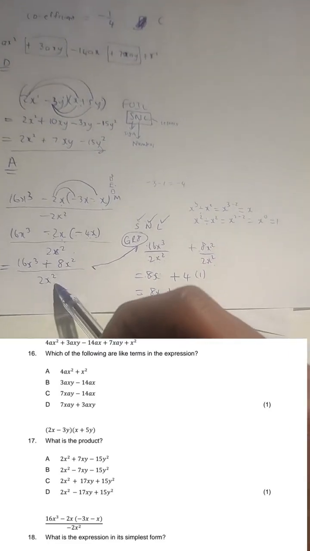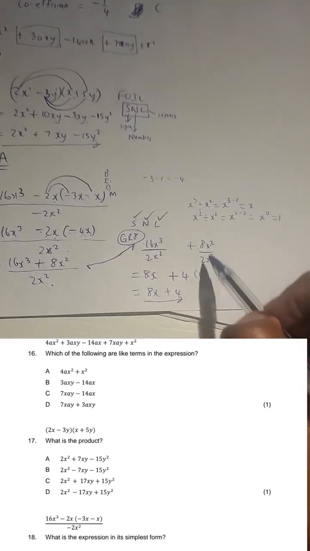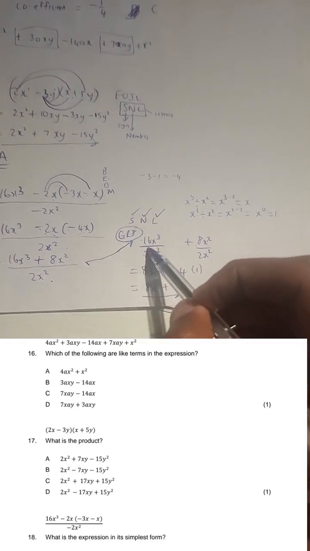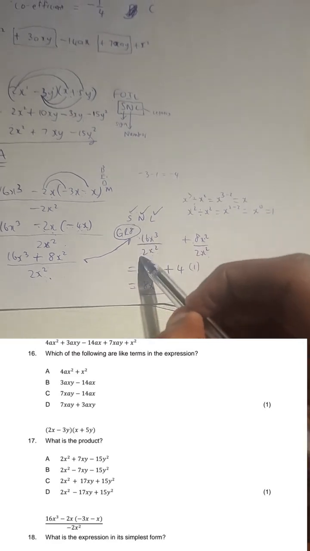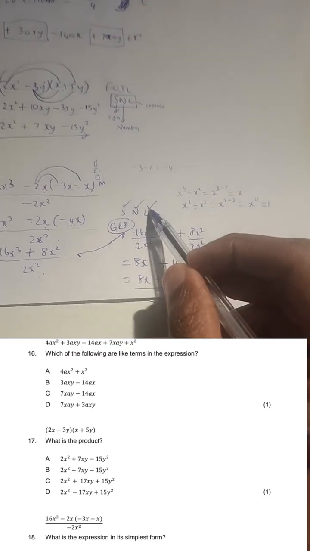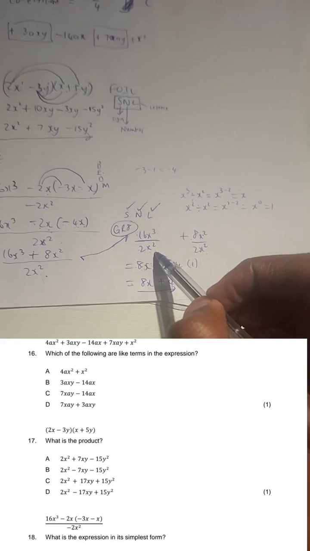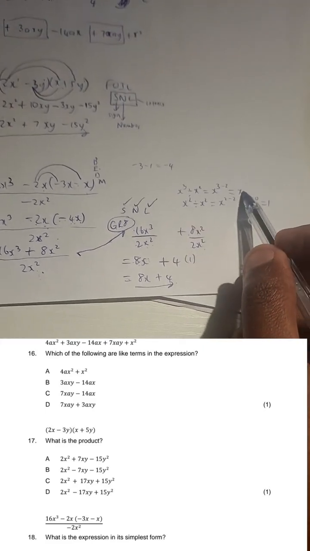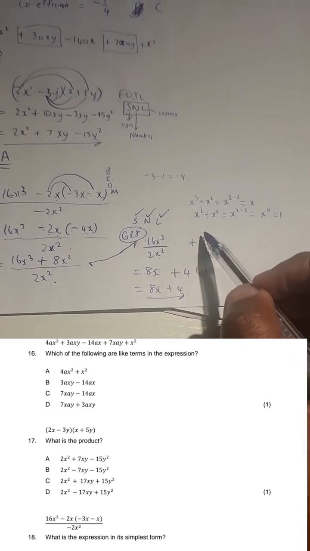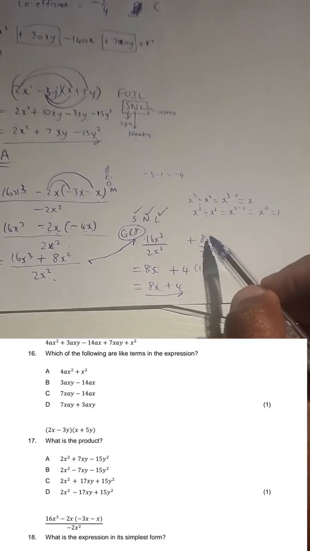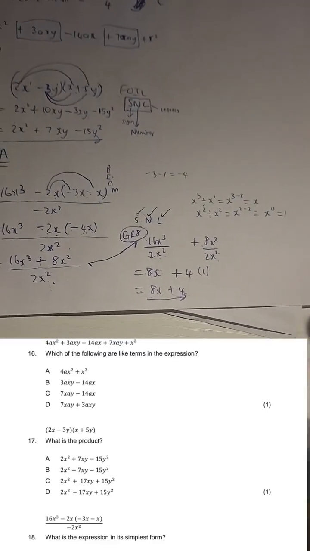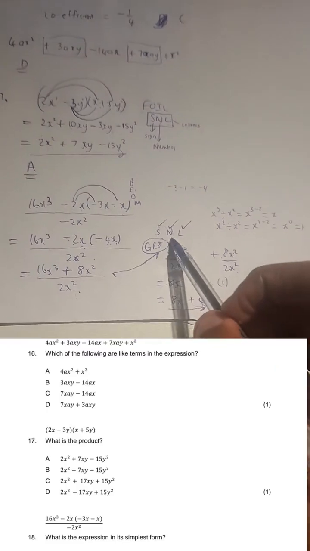16x cubed over 2x squared plus the plus sign, 8x squared divided by 2x squared. Then you apply division using S and L. S means sign. You divide the signs. Positive divided by positive is positive. You divide the numbers. 16 divided by 2 is 8. You divide the letters. X cubed divided by x squared, as I showed you, gives you x. Then you do the same thing with this fraction. Positive divided by positive is positive. 8 divided by 2 is 4. And then x squared divided by x squared gives you 1. You get 8x plus 4. All right, grade 8 method.